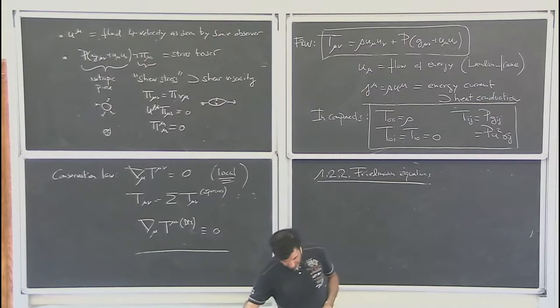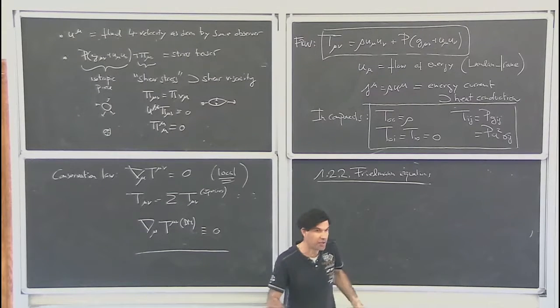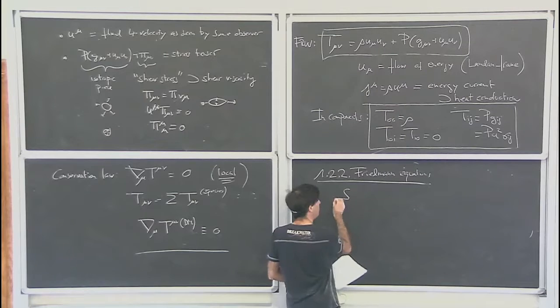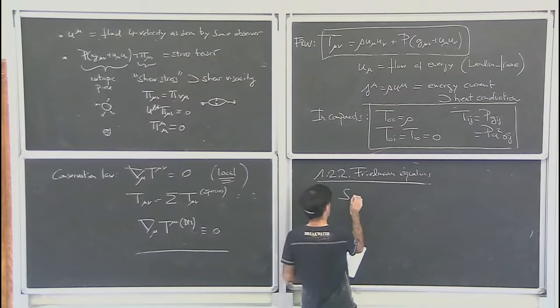Now, regarding the Friedmann equations, what you have to solve is the Einstein equations for this particular metric and energy momentum tensor.